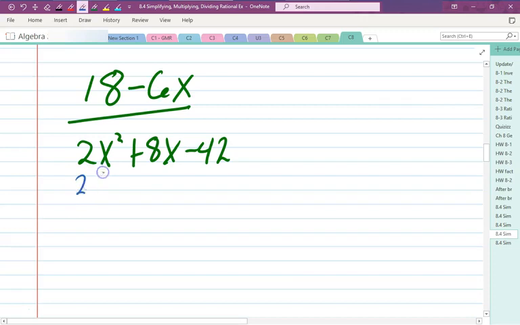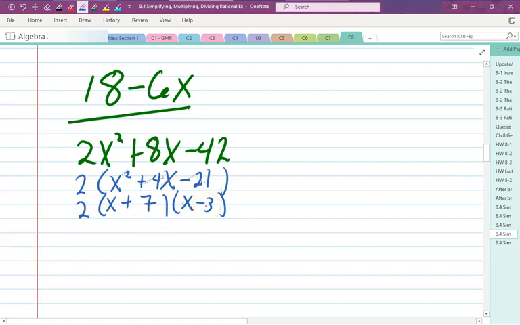To start with, I have a 2 as a GCF. Then I can factor it again. Always keep the GCF on the outside. We ask ourselves what two numbers multiply to negative 21 but add up to 4: positive 7 and negative 3. So I use this, and then I use that. While I'm here, I'm going to go ahead and factor the top.